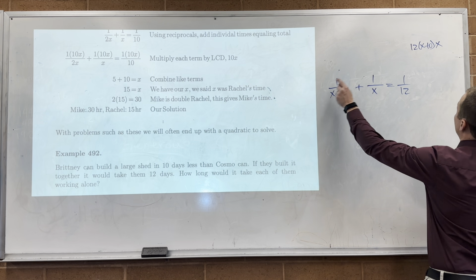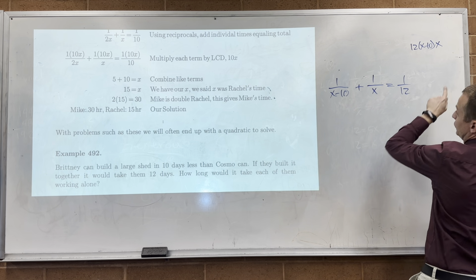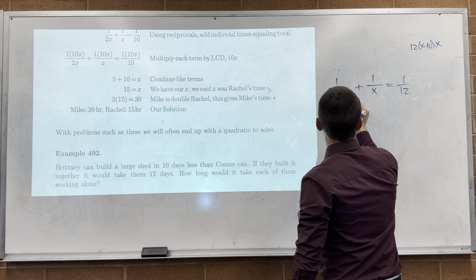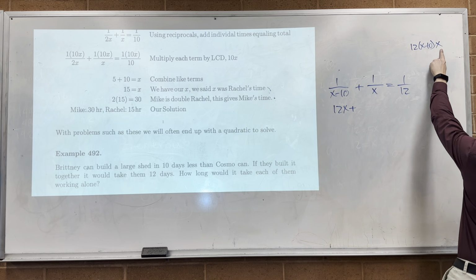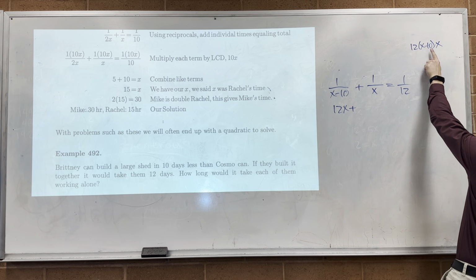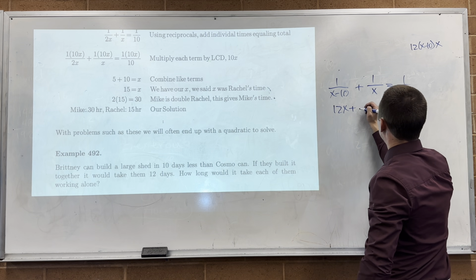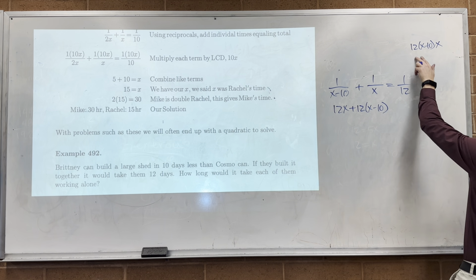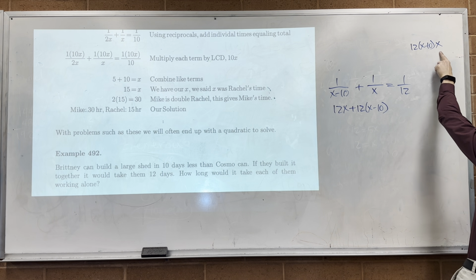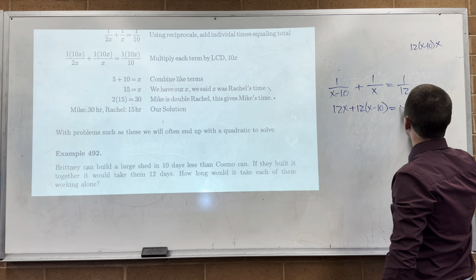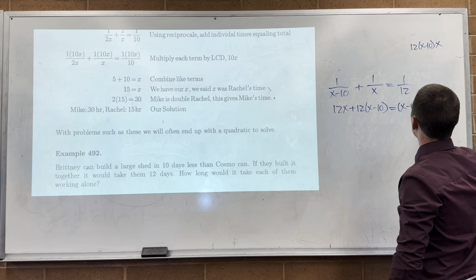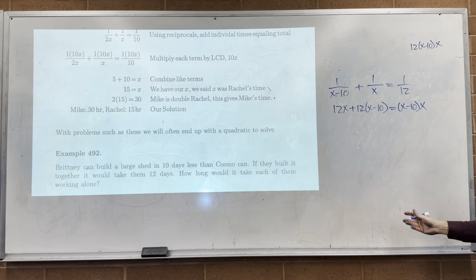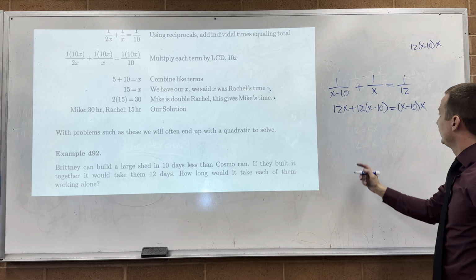So when I multiply this by that, the x minus 10 cancels out, and I'm left with 12x for this one. When I multiply this by that, the x's cancel out, I'm left with 12 times x minus 10. And when I multiply this by that, the 12's cancel out, and I'm left with x minus 10 times x. You with me? Okay. Now, multiply everything out, and then we'll collect like terms.